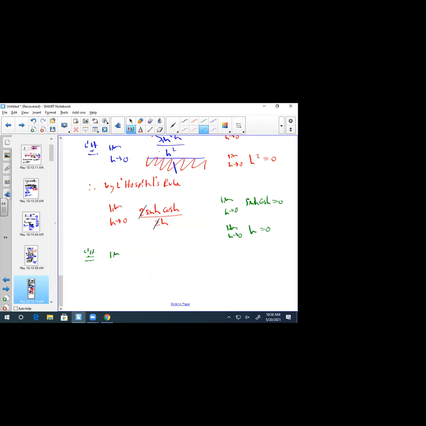How about this? Limit as h approaches 0 of. Now, the denominator is just going to be 1. What's the derivative of sine h cosine h? Well, that's the first times the derivative of the second, so negative sine squared h, plus the second times the derivative of the first, so it's plus cosine squared h. Now when I plug in 0, I get that that's 0, that's 1, so this whole thing is 1.